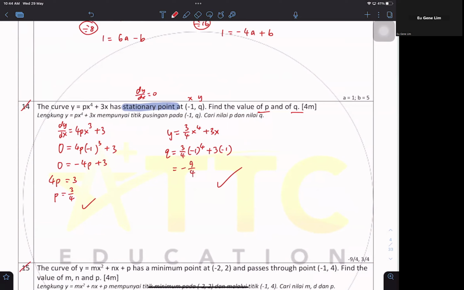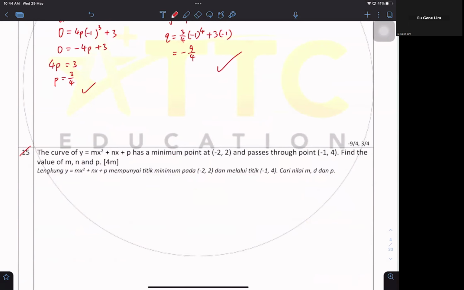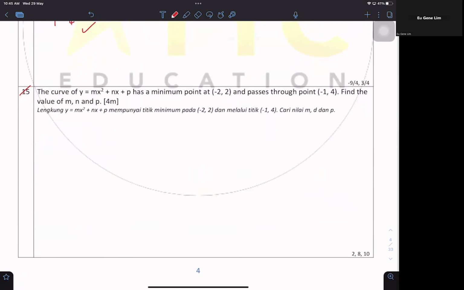Okay, continue. This one is actually also similar. Also find unknowns, but then they say find 3 unknowns, m, n, p. Oh, okay, never mind. I saw the words minimum point. So I differentiate first, because everyone knows minimum is dy/dx equals 0.